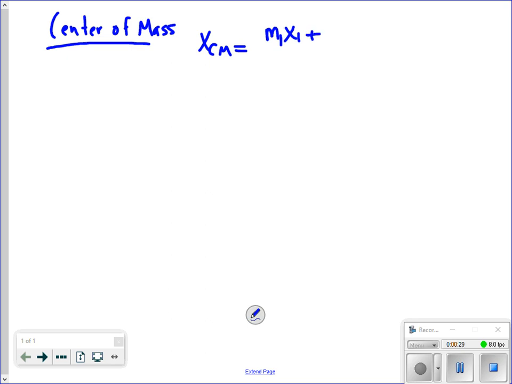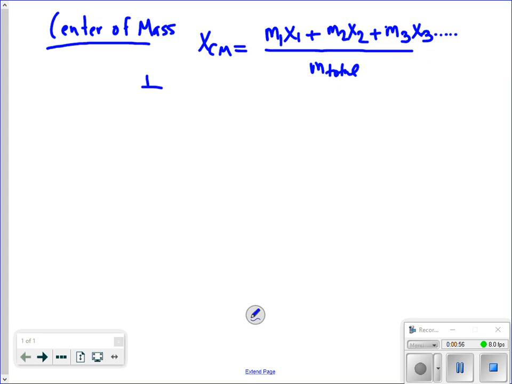Usually the Cartesian plane, just putting in an XY axis really helps you. It's pretty obvious where you want to put that. And then you take your second point, mass times position from the x-axis, and your third point. And so on and so on and so on. And eventually you're going to take all that and put it over the total mass. And that is great for a system of points.